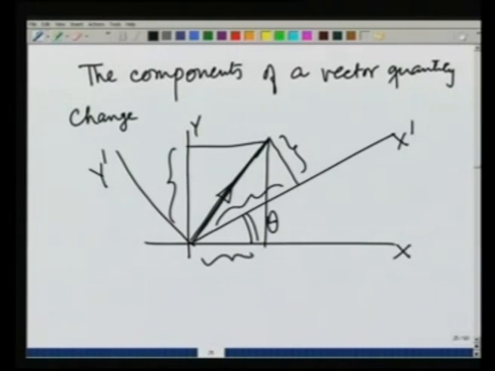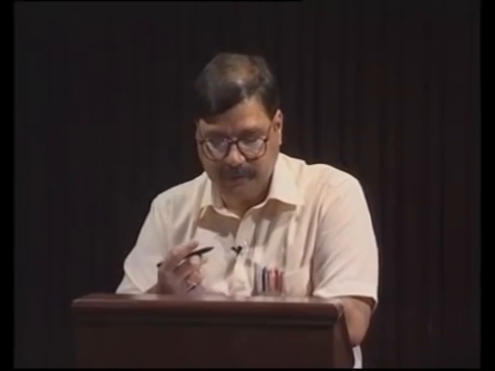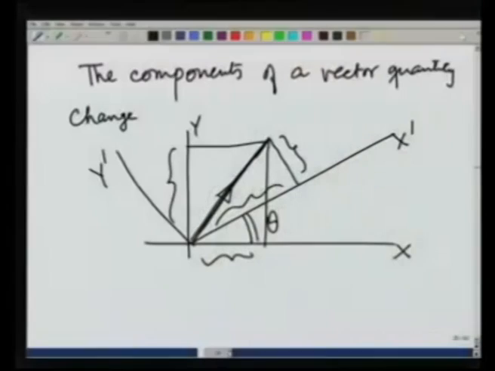And the relationship between x prime and y prime component and x and y component is well known, and that is what we are going to derive now. So, a vector quantity must follow that relationship. Its components should change according to that relationship when we go from one frame to another frame which is rotated with respect to the first frame. So, let us derive the relationship.